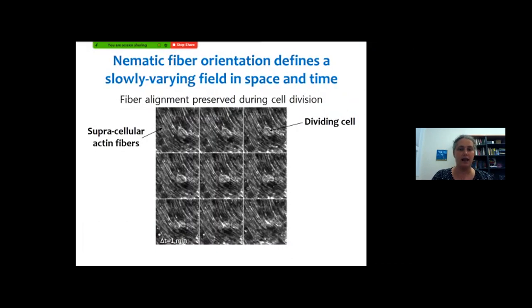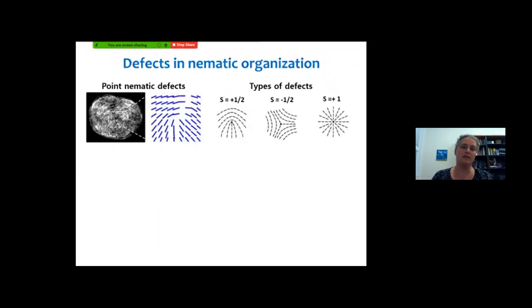What you're seeing here are snapshots from a movie taken a minute apart of a process of cell division. So there's this epithelial cell here that is dividing. You can see that these fibers remain stable across this process, and that they maintain structures that are much larger than individual cells. An important feature of nematic systems is the presence of defects.